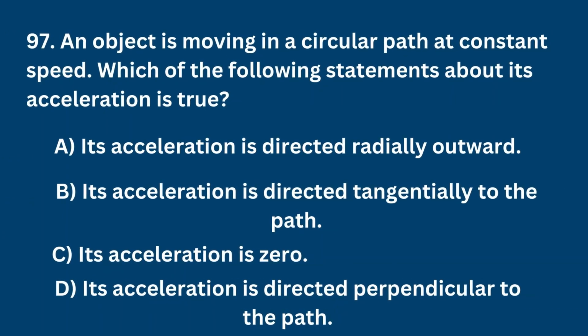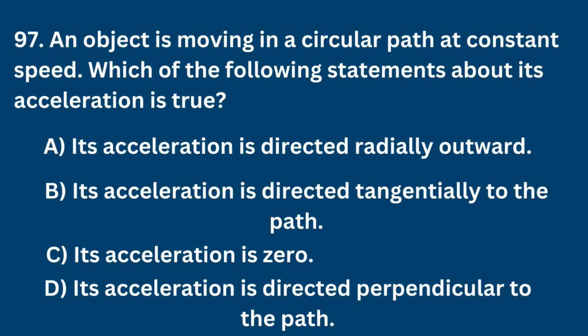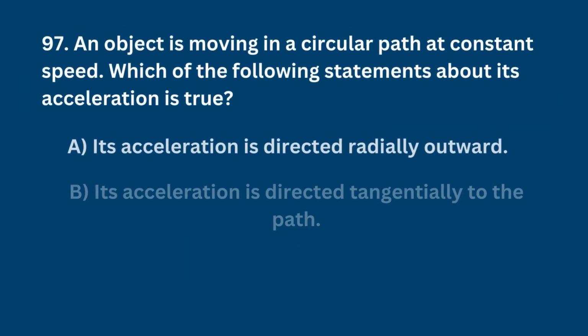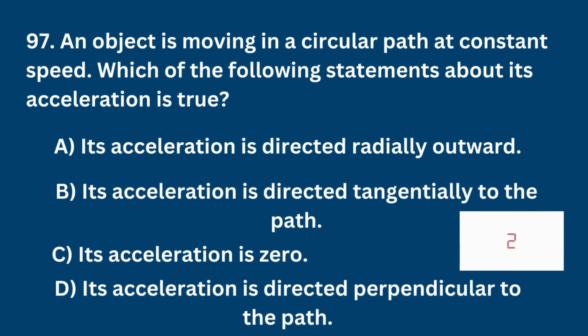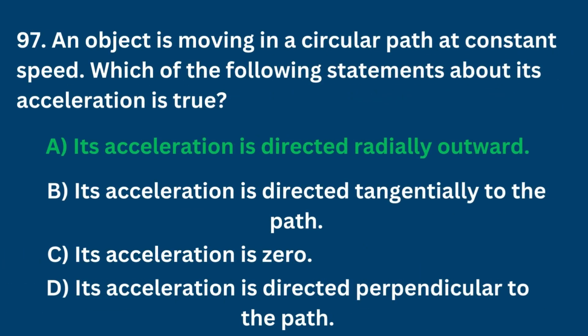An object is moving in a circular path at constant speed. Which of the following statements about its acceleration is true? The options are A. Its acceleration is directed radially outward, B. Its acceleration is directed tangentially to the path, C. Its acceleration is zero, D. Its acceleration is directed perpendicular to the path. Correct answer is A. Its acceleration is directed radially outward.